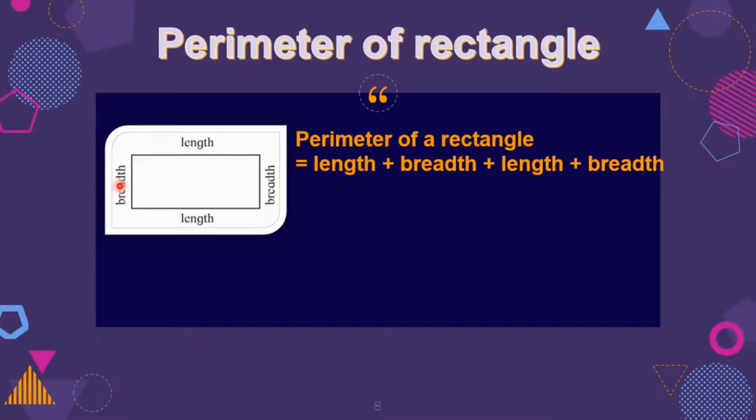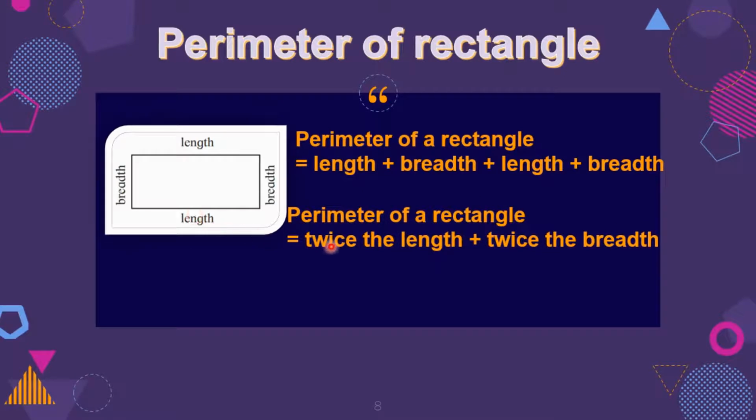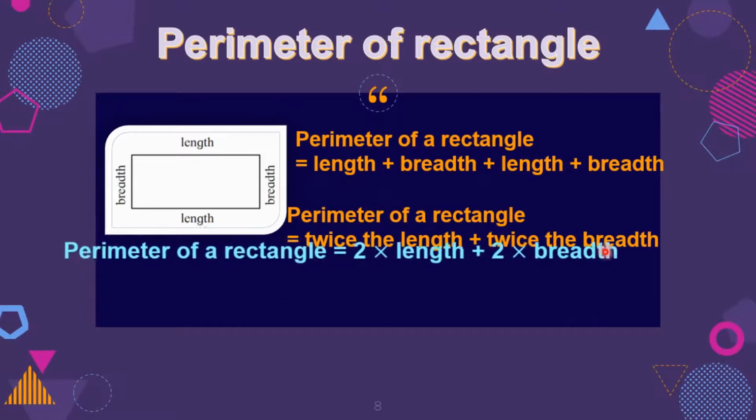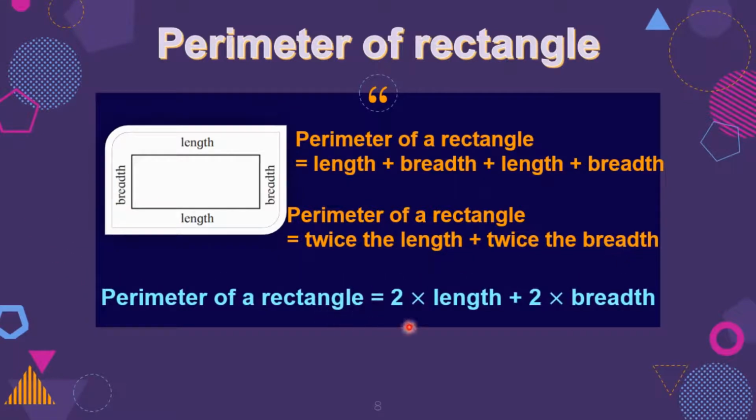We know that the opposite sides of a rectangle are of same length. So we write the perimeter of rectangle as twice the length plus twice the breadth. So here we get the formula for perimeter of a rectangle as 2 into length plus 2 into breadth.